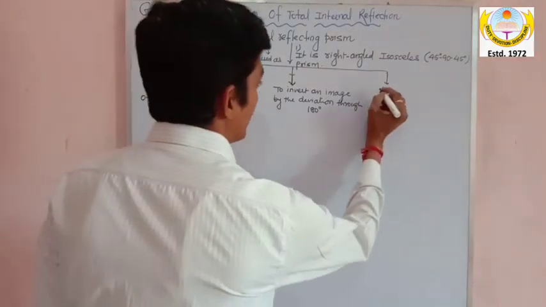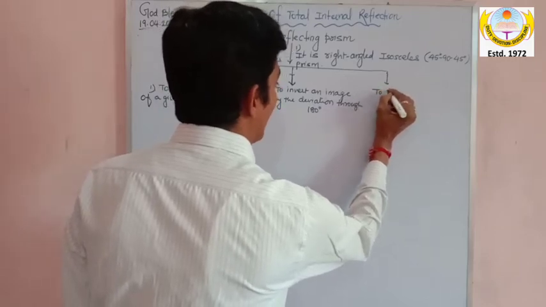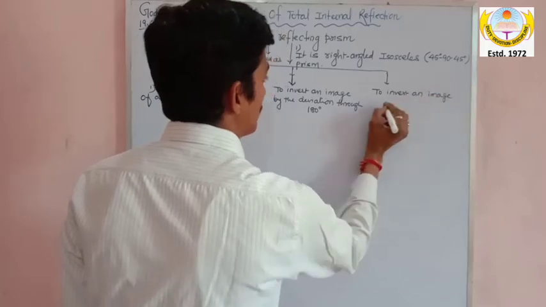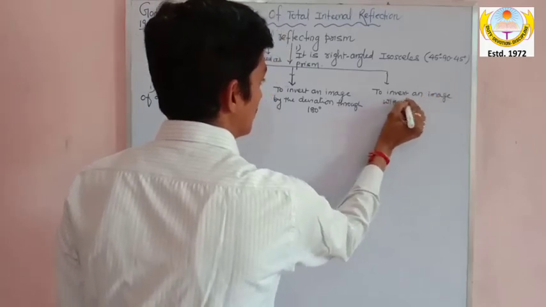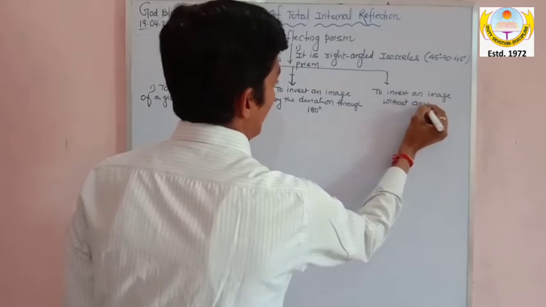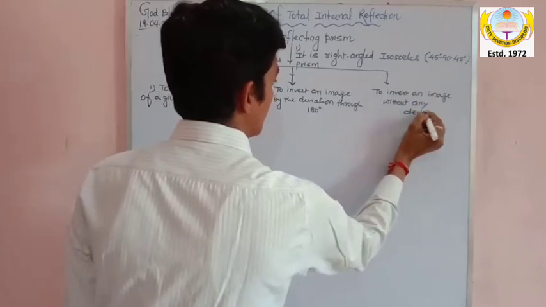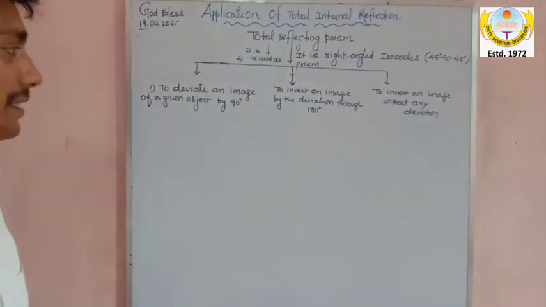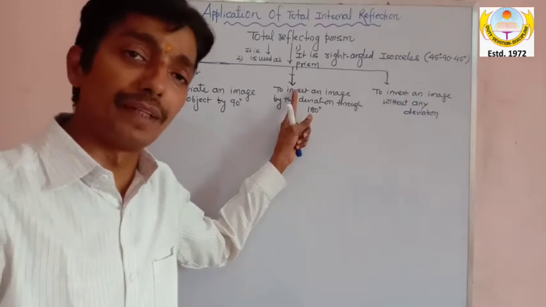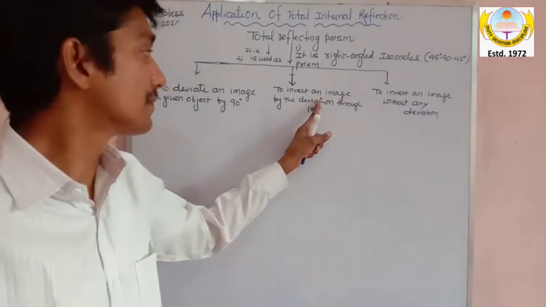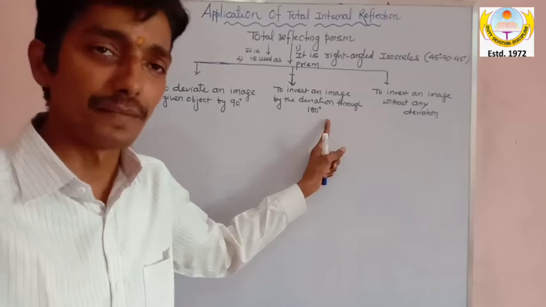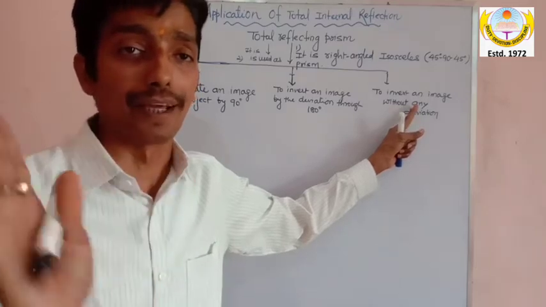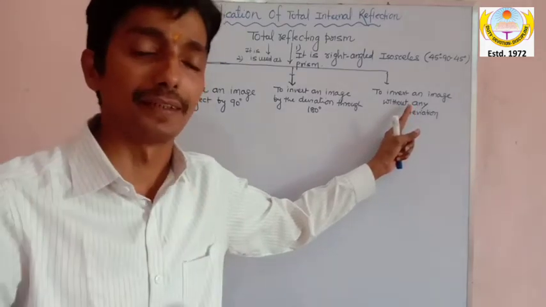And the third point, my dear, is to invert an image without any deviation. Try to understand the second use and the third use. The second use is to invert an image with the deviation of 180 degrees. And third, inverting an image but without any deviation. There will be no deviation. There will be refraction, no deviation.